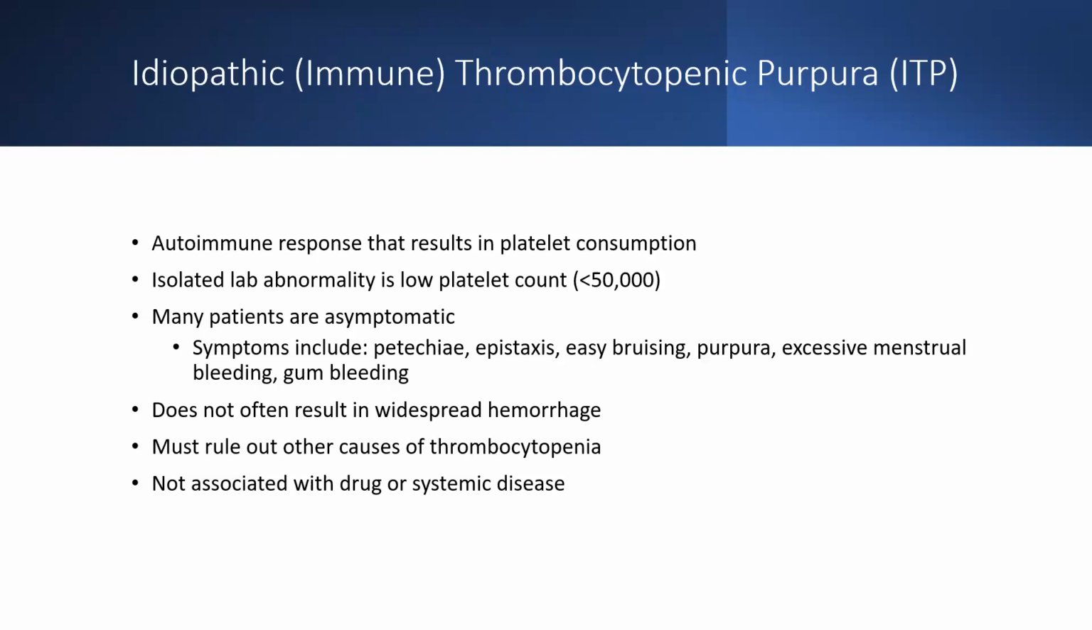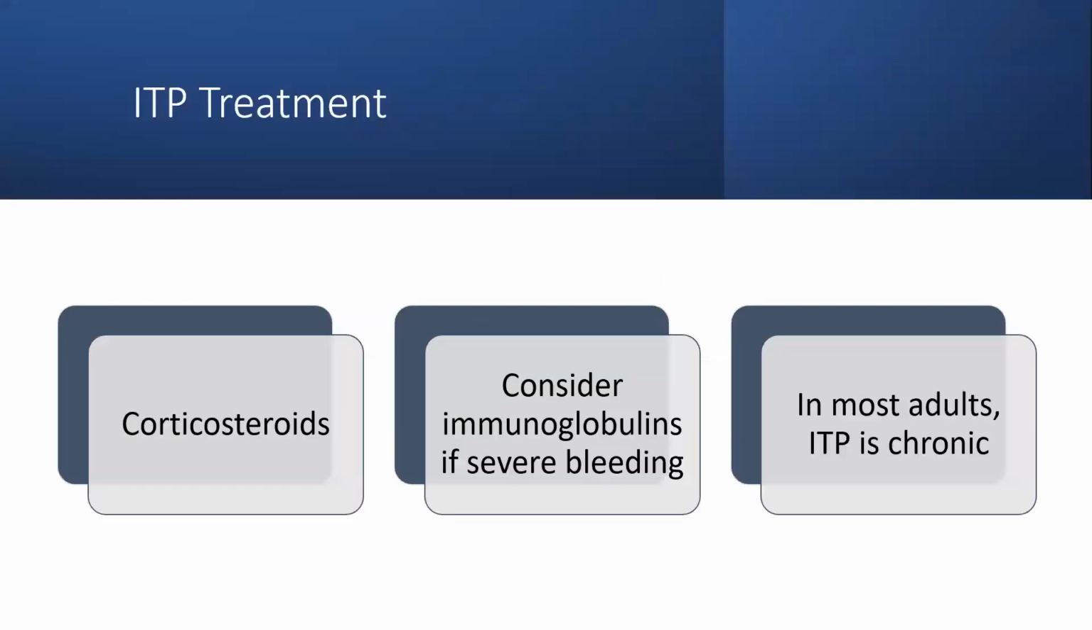Usually they'll do workups for all of the other common hematologic diseases and hemophilias. ITP is not associated with any drug or systemic disease, unlike HIT, which is associated specifically with heparin. So you won't see the immune response to heparin like you do with HIT. Treatments for ITP include corticosteroids, and considering immunoglobulins if the patient has severe bleeding. But in most adults, ITP is a chronic issue that they live with, and they'll get treatment if they need it or if it's severe enough.